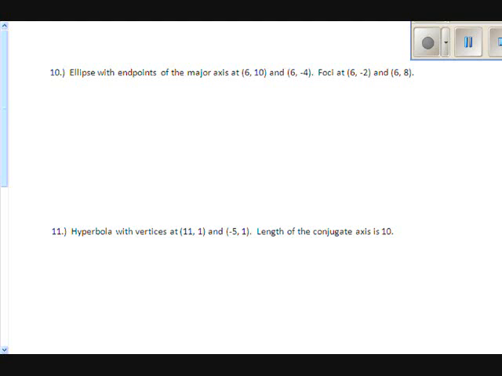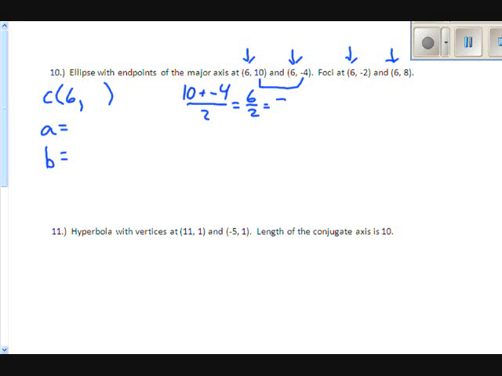If I look at the next one, it says the ellipse with endpoints of the major axis at 6, 10 and 6, -4, and then the foci at 6, -2 and 6, 8. For an ellipse, I need the center, I need the a value, and I need the b value. The center, if I look right here, I see the repeated value of 6, and I could use my midpoint formula, but the 6 is obvious enough. Between the 10 and the -4, I need the midpoint, so 10 plus the -4 divided by 2, so that's 6 over 2, which is 3. So the center is 6, 3.